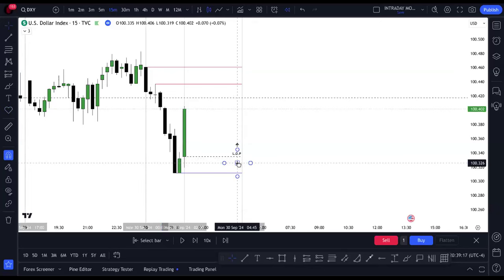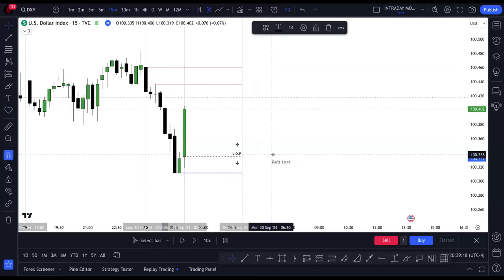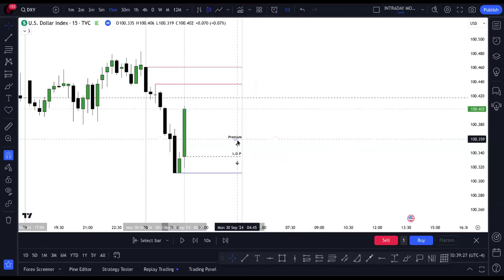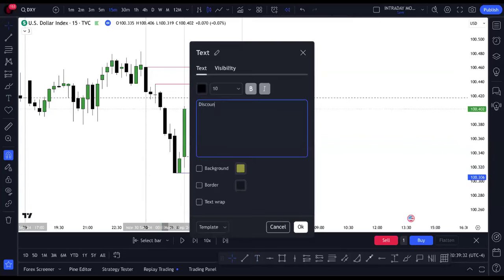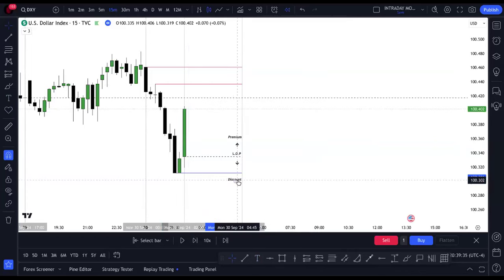Anybody can answer. Premium. Thank you. Appreciate the answer. Thank you for engaging with the chat and engaging with me. Right? That's premium. This is where ideal sell scenarios should be occurring. And then down here, if that's premium, this would have to be discount, right? Just fill in the blank.